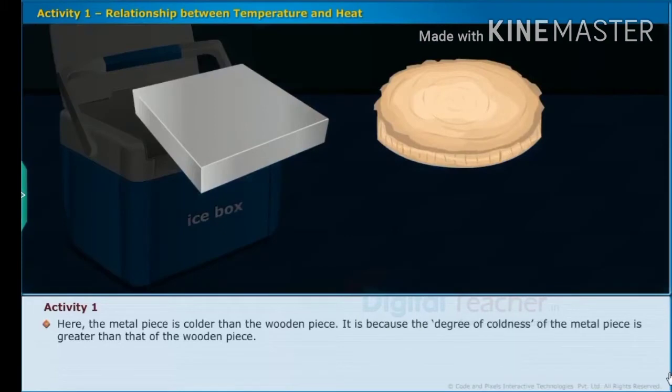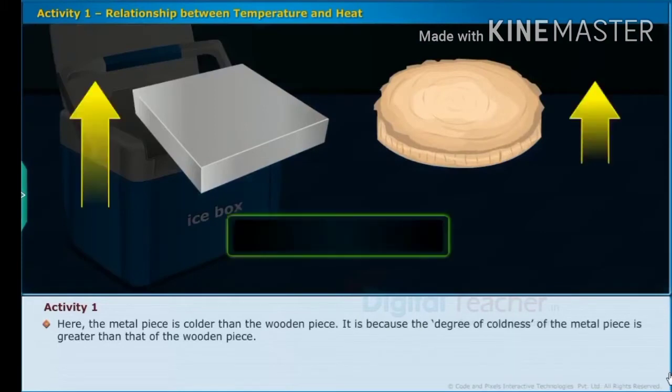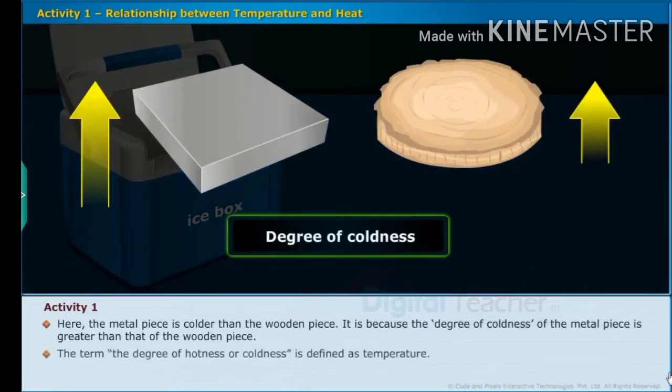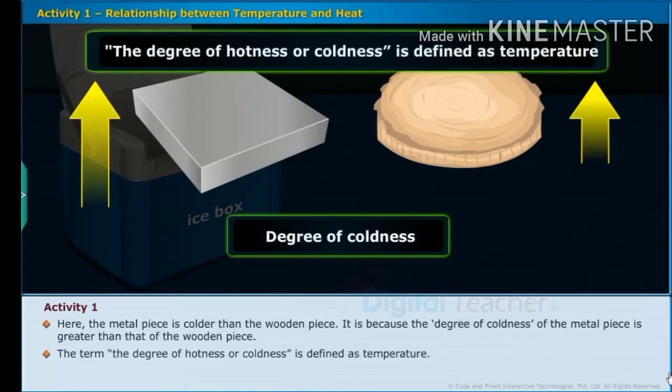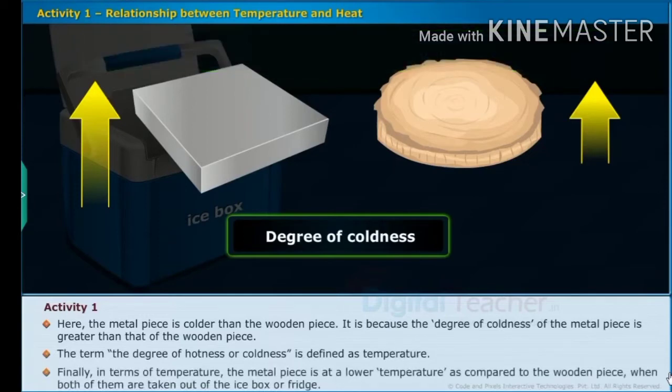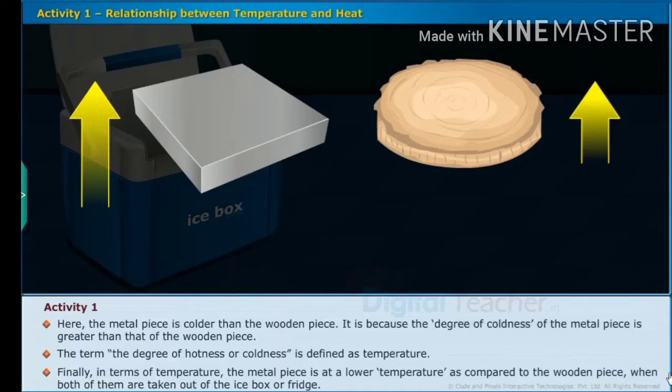Here, the metal piece is colder than the wooden piece. It is because the degree of coldness of the metal piece is greater than that of the wooden piece. The term, the degree of hotness or coldness, is defined as temperature. Finally, in terms of temperature, the metal piece is at a lower temperature as compared to the wooden piece when both of them are taken out of the icebox or fridge.